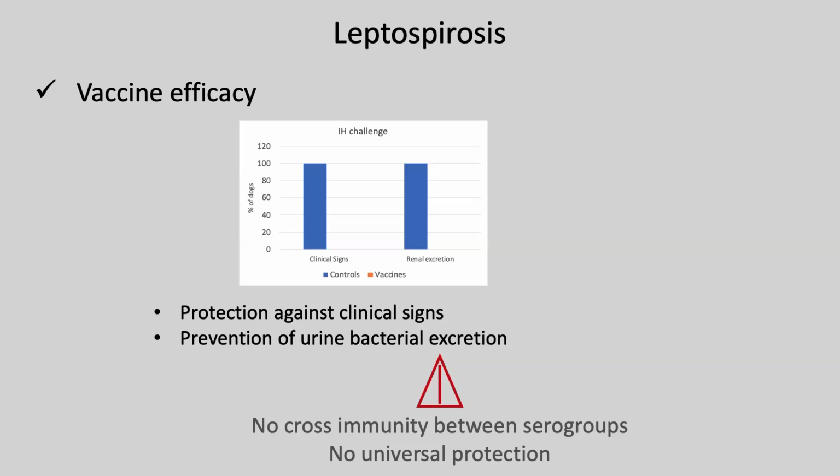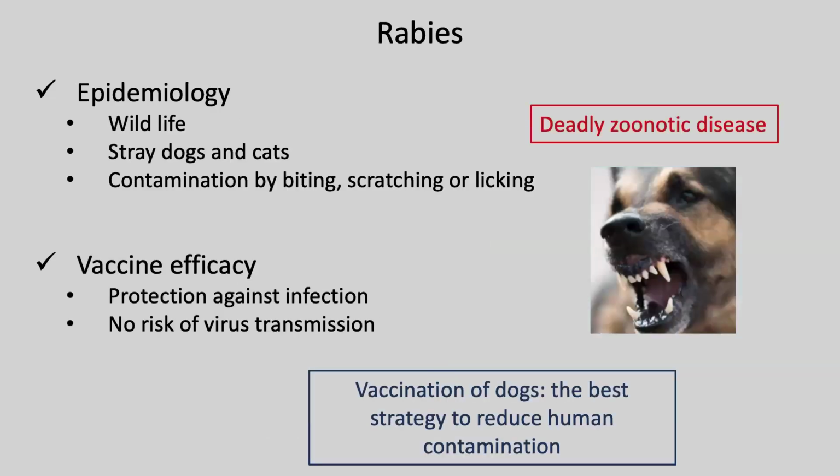And I want to do a short focus on the last very important vaccines, the vaccines against rabies. So, of course, you know that it's a deadly zoonotic disease, and I'm sure that in your countries, you are much more aware of the importance of vaccinating dogs against rabies than we are in Western Europe. So, the reservoirs are, of course, the wildlife, but also the stray dogs and cats. And you know that the contamination can happen by biting, scratching, or even licking.